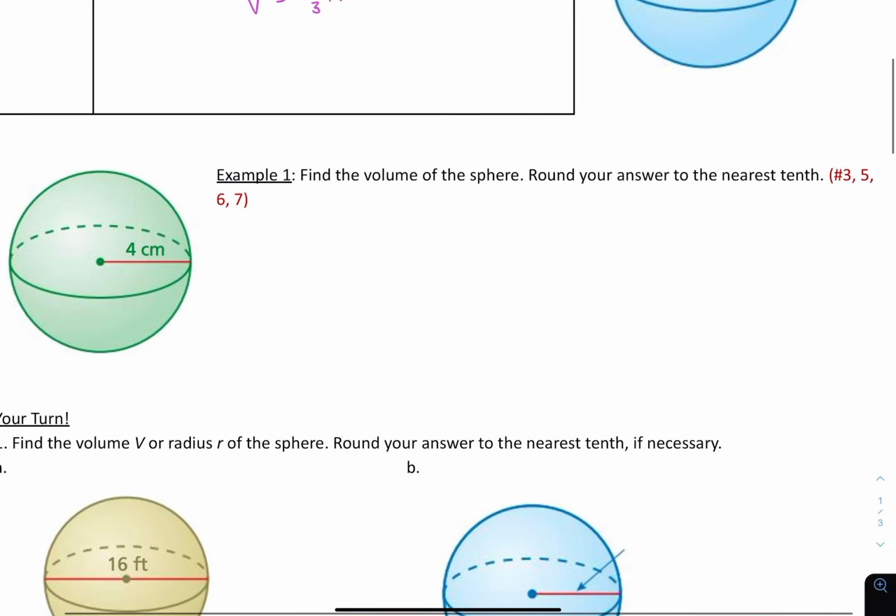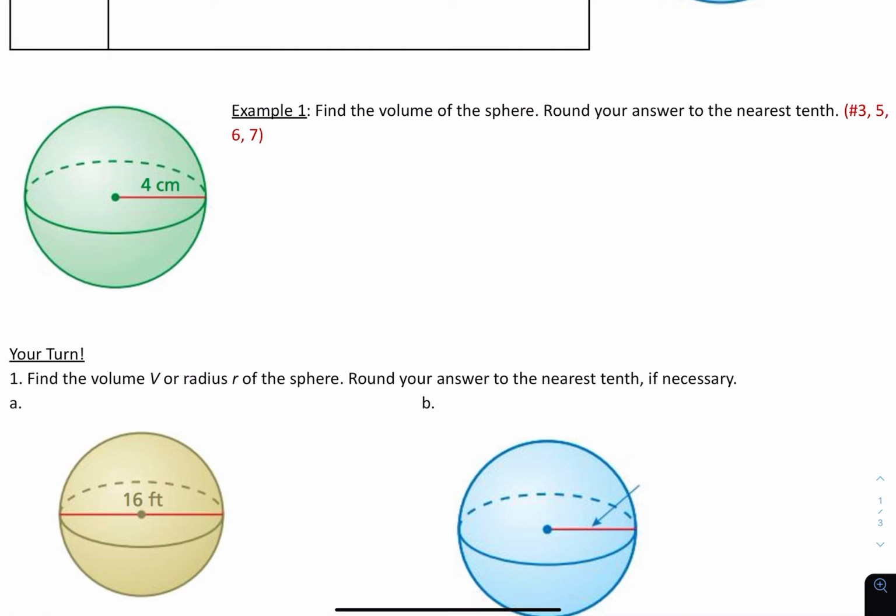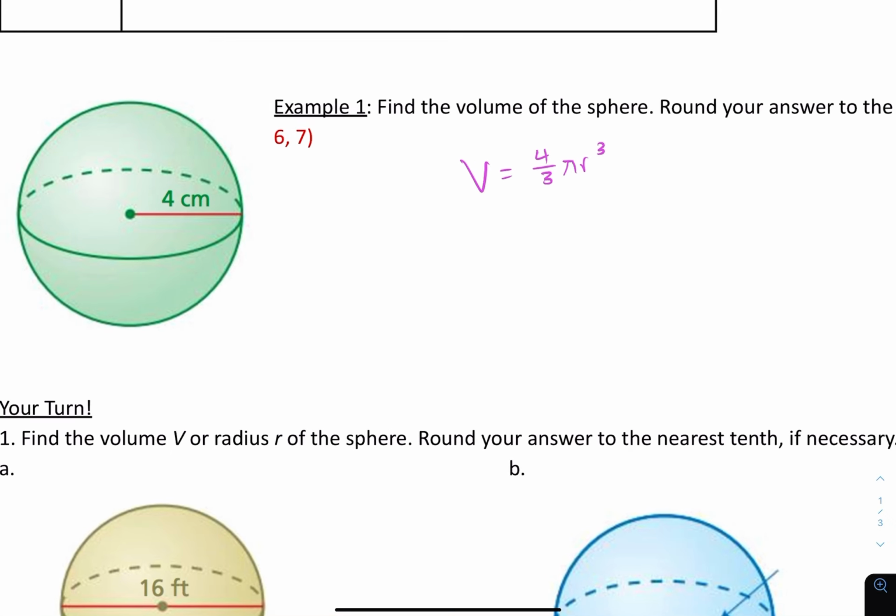Okay, so let's do example 1. Find the volume of the sphere. Round your answer to the nearest tenth. V equals 4/3 pi r cubed. Because I'm solving for volume, looks like I'm given the radius. Remember, radius is from the center of the circle to a point that's on the outside. Okay, so if that is my radius, right, so my r is going to equal 4. You're going to plug in 4 for r. So this will equal 4/3 times pi times 4 cubed.